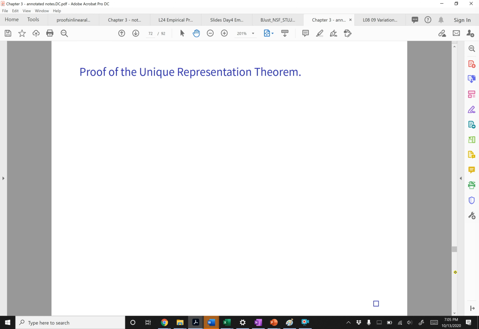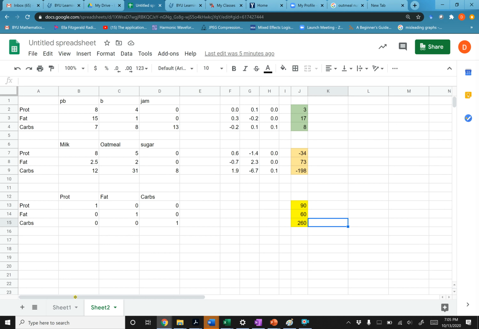I'm not going to prove this, but I am going to give you an example to think about what's going on. It's going to be a food example again, and I'm going to jump over to this screen here. If I'm dealing with protein, fat, and carbs, this is peanut butter, bread, and jam. Each of the columns is a pivot column. This is a linearly independent set.